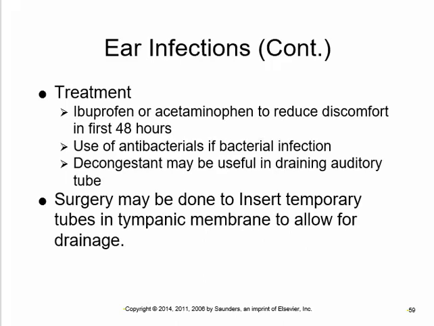Decongestants are important because you can drain through the auditory tube if you can get the mucus away, and you get the inflammation down in that. Putting tubes in the ears, a little tube through the tympanic membrane to allow drainage out the external auditory meatus, as opposed to the eustachian tube, can be quite useful, and it happens in a lot of kids.